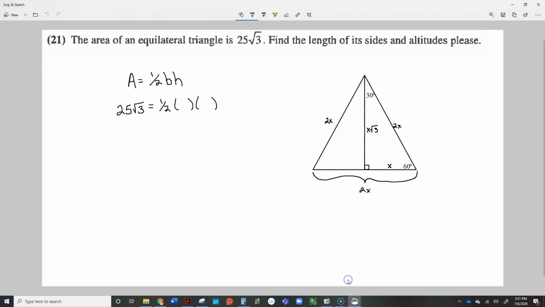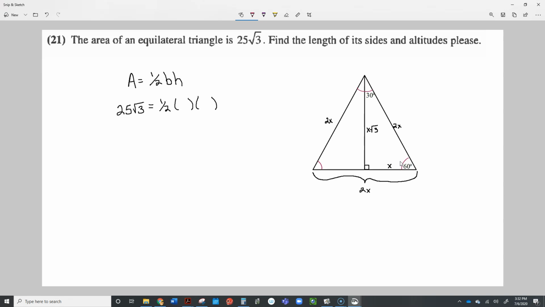All right, number 21. The area of an equilateral triangle is given 25 square roots of 3. Find the length of its sides and its altitudes. So I drew an equilateral triangle, and I drew in its altitude. And based on the fact that all the angles of an equilateral triangle are 60, then this one's 60, this one's 60, this one up here is 60.